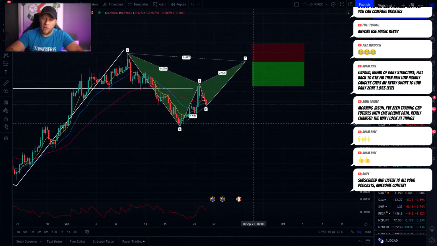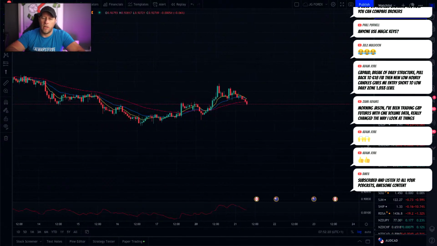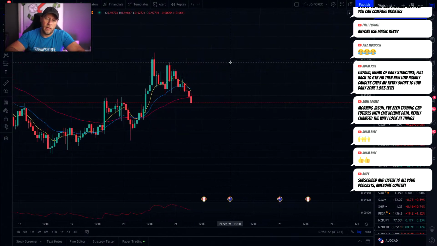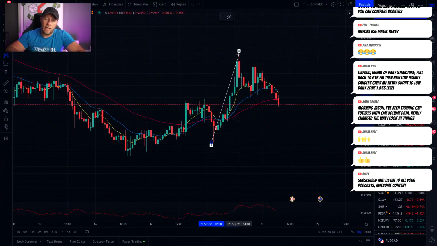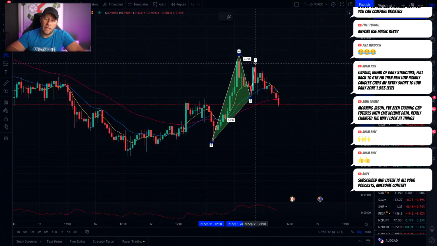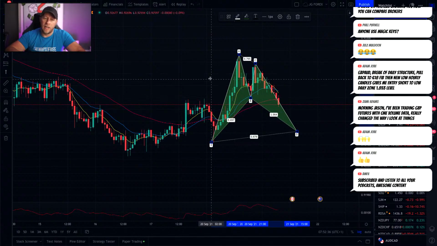Is there anything in the interim? I'm going to remove this because it's a little way off yet. There's nothing really to get too excited about just yet. But some of you guys who are trading on the lower time frames, you might be looking at this: X, A, B, C, D.